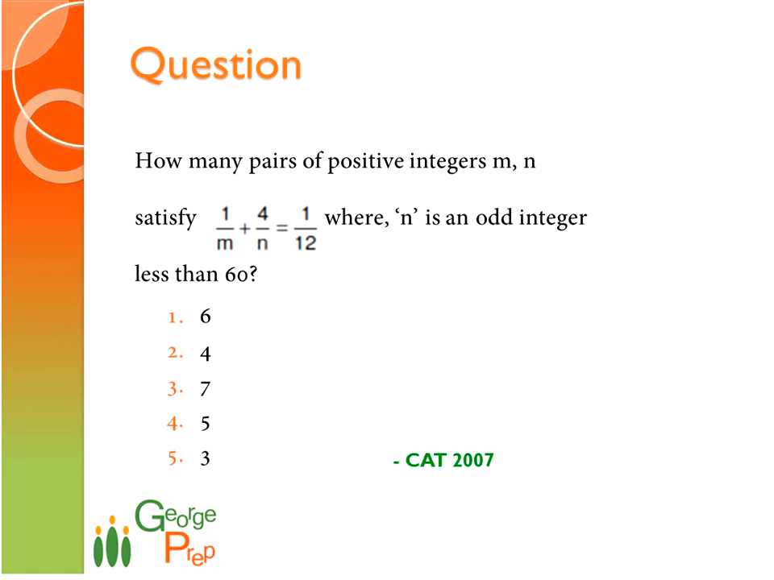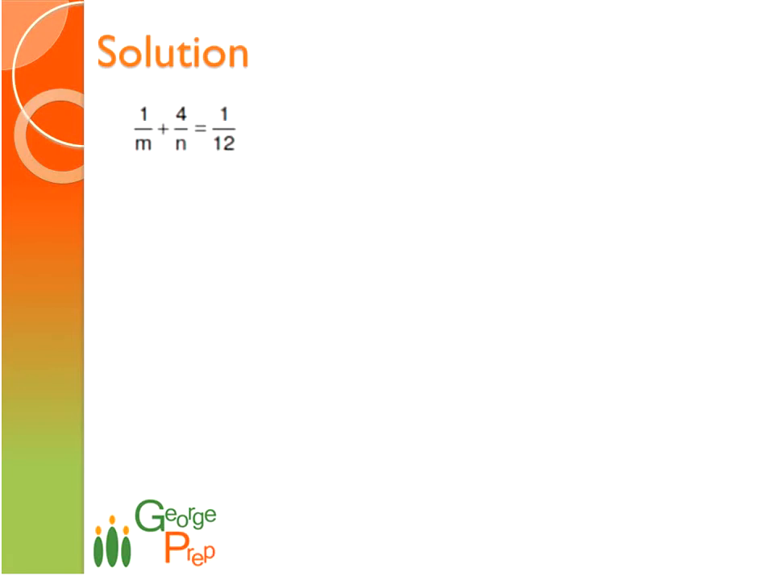Okay, so how many pairs of positive integers m, n satisfy a given expression where n is an odd integer? Fine, this question appeared in CAT 2007. So we have 1 by m plus 4 by n is equal to 1 by 12. Let us try simplifying this. We would end up with 12n plus 48m minus mn.